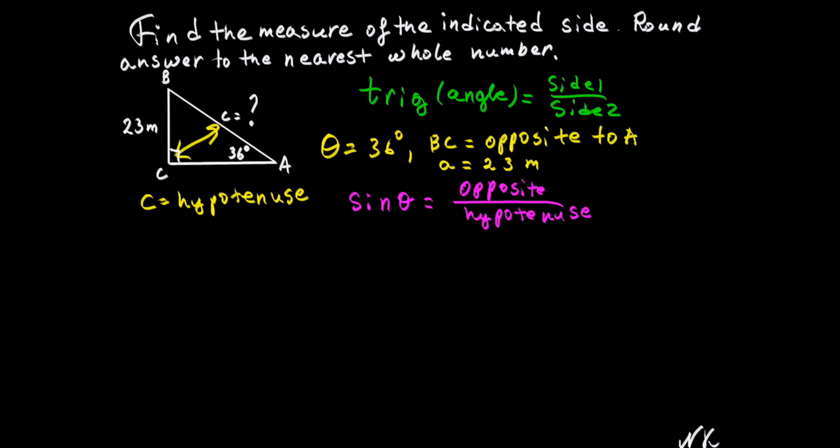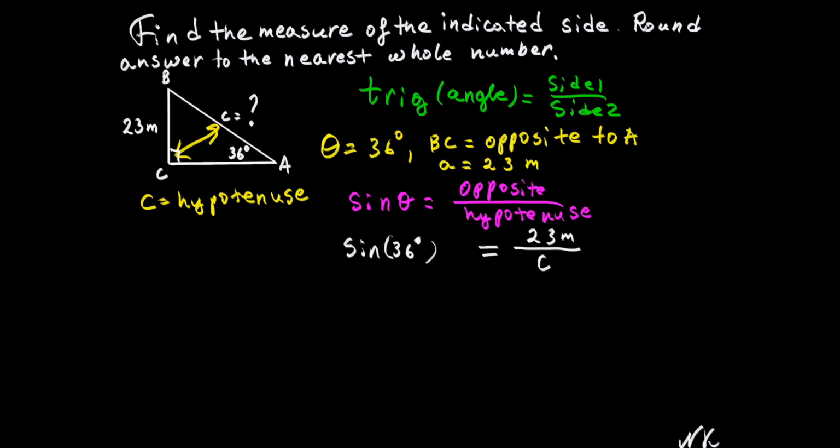Let's substitute and solve. We have sine of angle theta, which is equal to 36 degrees, equals the ratio of the opposite side, and we are given the opposite side is equal to 23 meters, divided by the hypotenuse. We don't know what it is, so let's leave it as letter C. If you know how to cross multiply, you can do so right now.